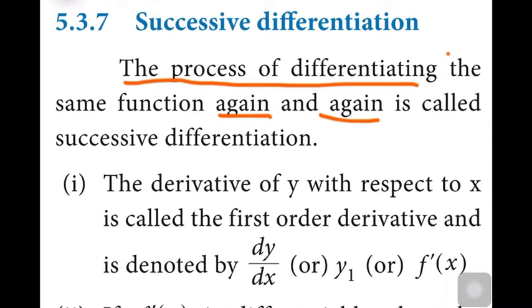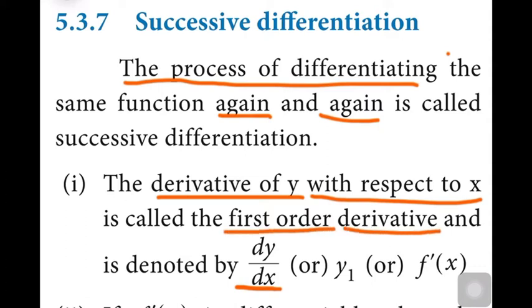So, first the derivative of y. What is the derivative of y with respect to x? It is dy by dx, isn't it? Derivative of y with respect to x is dy by dx. That is called the first order derivative. Okay, we write dy by dx as y1 or f dash of x. Dash means the first order derivative.